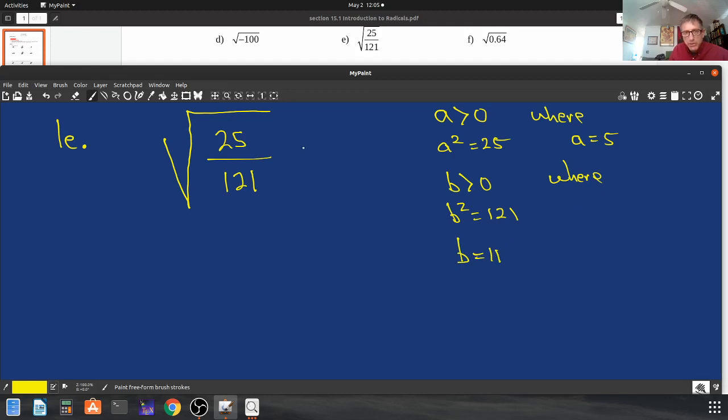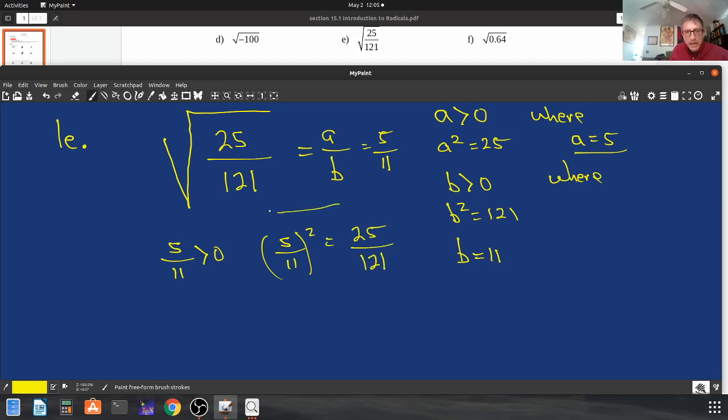So the square root of 25 over 121 is equal to a over b, which is 5 over 11. And notice 5 over 11 is also greater than 0. So we can check it again. 5 elevenths is certainly greater than 0. And 5 elevenths squared is equal to 5 times 5, which is 25, over 11 times 11, which is 121. And that's exactly what we were looking for.